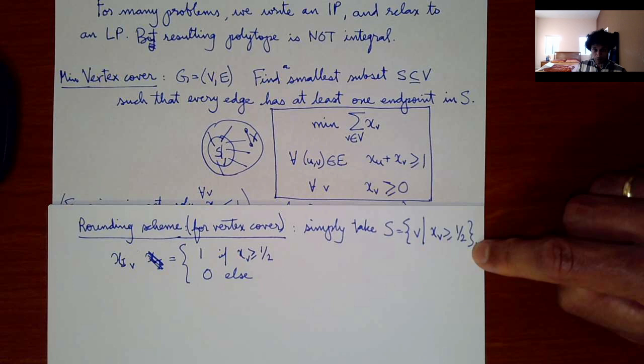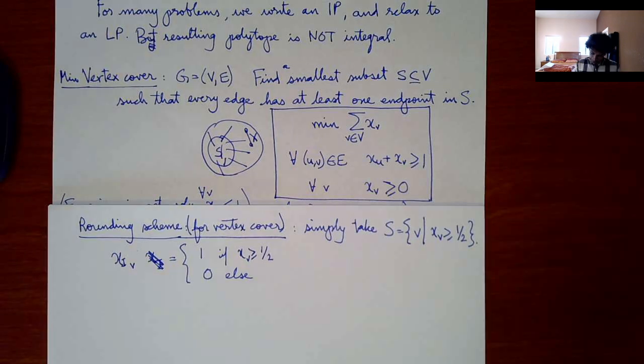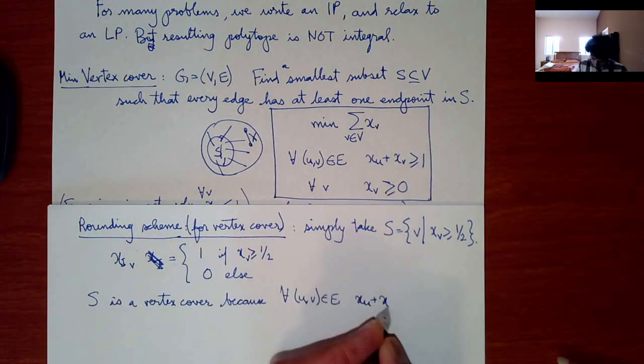because of this constraint. When xu plus xv is greater than or equal to 1 for every edge, obviously one of those has to be at least a half. And therefore, for every edge, one of the endpoints is in your set. Right? S is a vertex cover because for all uv in E, xu plus xv is at least 1. So one of xu, xv is at least a half. So S is a vertex cover.